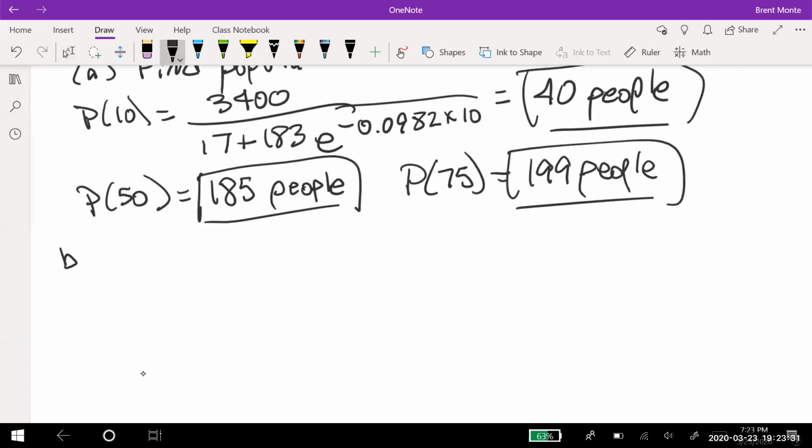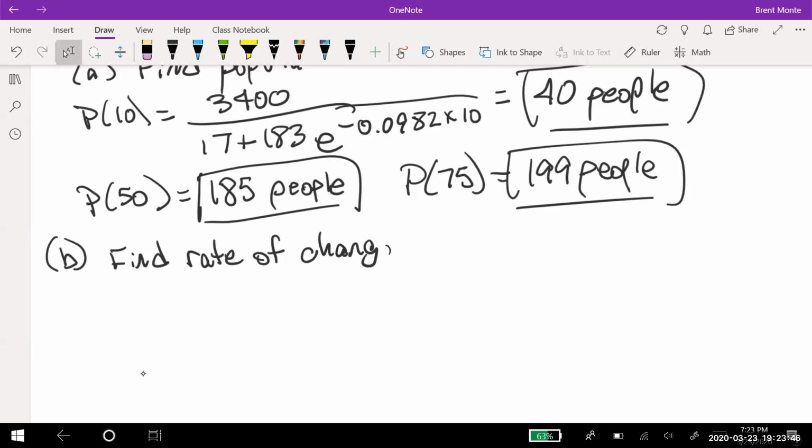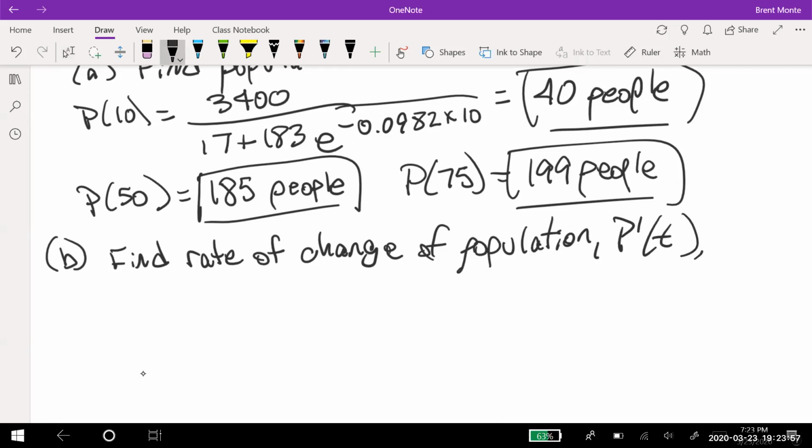Part B says, find the rate of change of the population, P prime of T. Now they say in the book P prime of T, but I would expect you already knew that it was P prime of T because it was a rate of change.